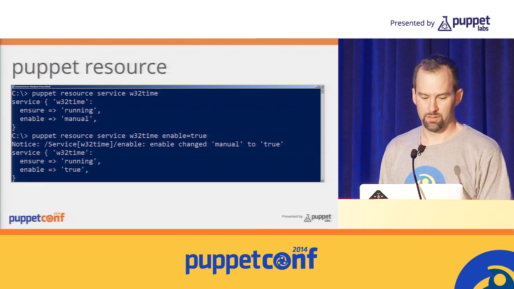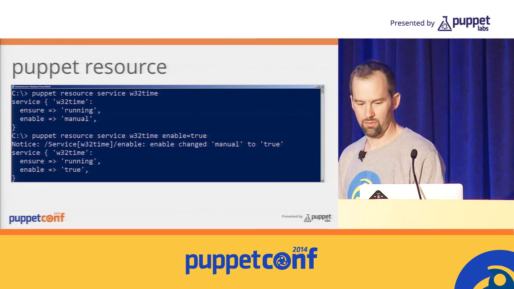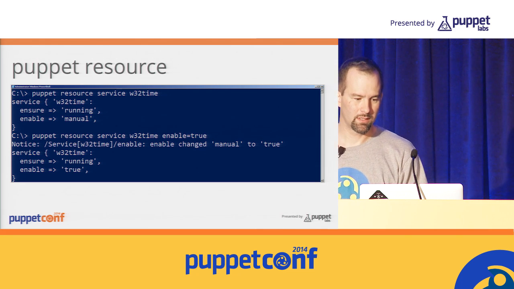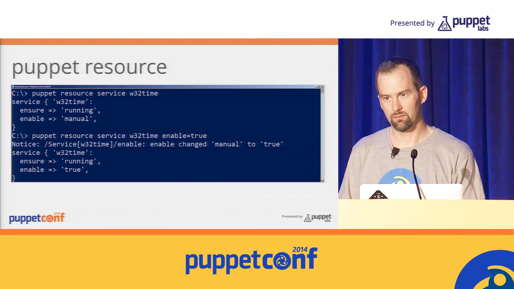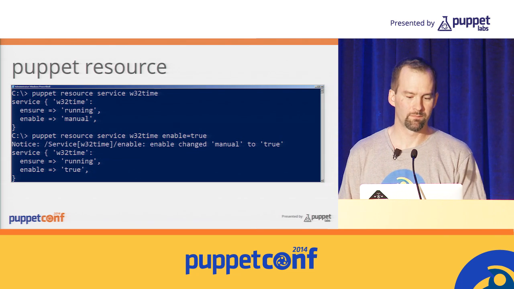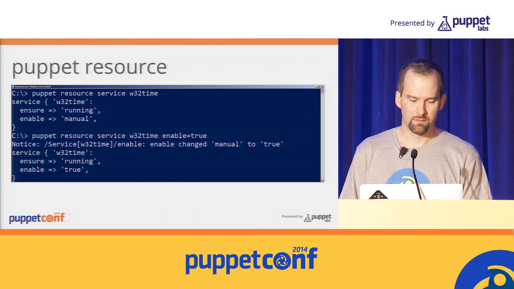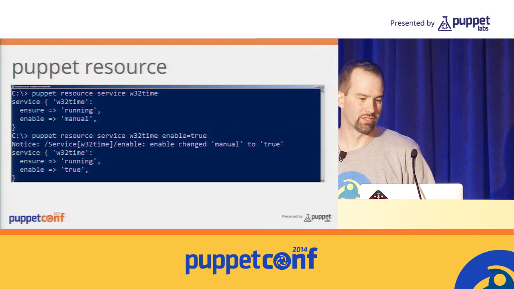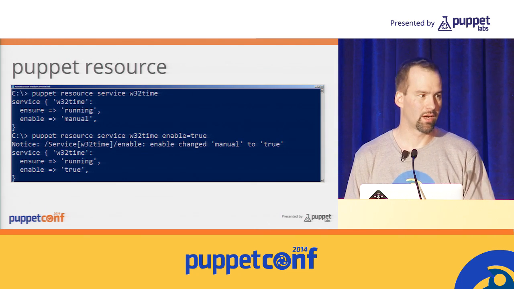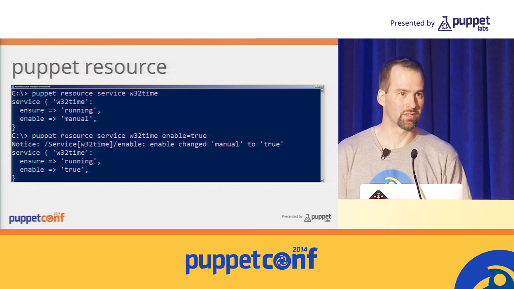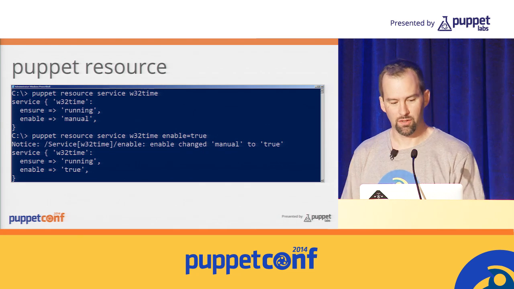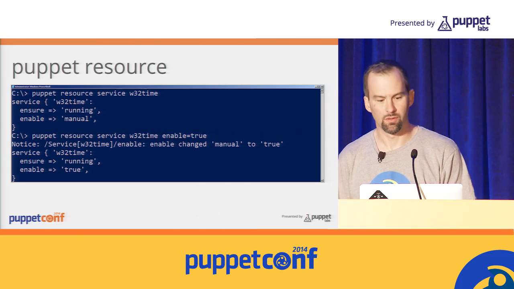So first, Puppet resource. This is a pretty cool thing about Puppet that I like. The idea is Puppet can both ensure your system is in the desired state, but it can also tell you about your system. So here on the first command, I'm running Puppet resource service W32time, and Puppet is telling me about the current state of my service in Puppet's own language. In this particular case, it's telling me that the service startup type is manual.